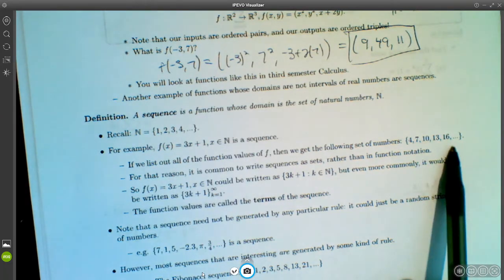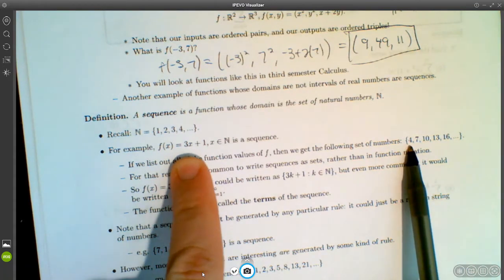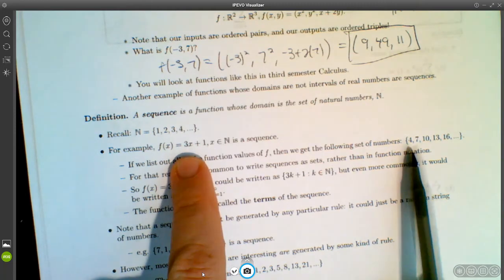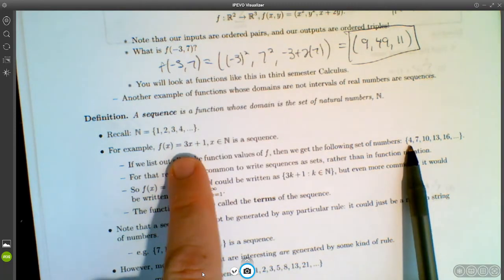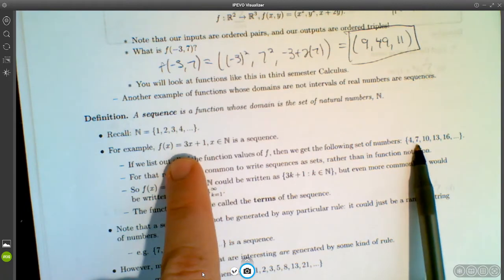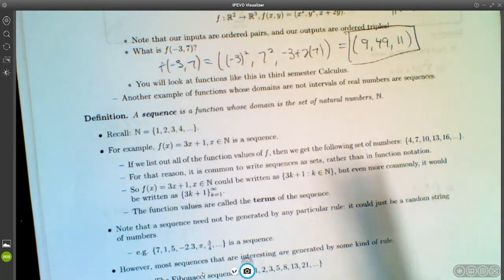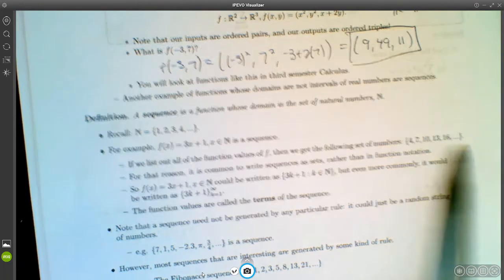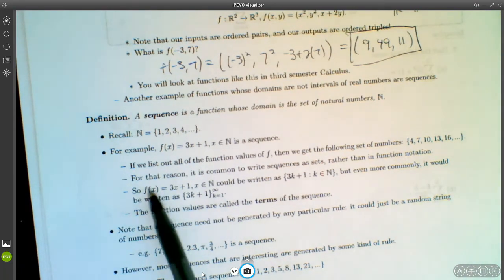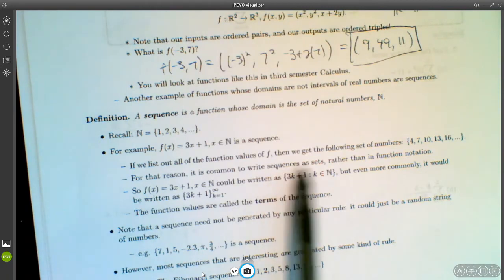Now, if we list out all of the function values of f, then we get the following set of numbers, right? If we plug in 1 for x, we get 3 times 1 plus 1 is 4, right? If we plug in 2, we get 3 times 2 is 6, plus 1 is 7. If we plug in 3, we get 10. If we plug in 4, we get 13, and so forth, right? So if we list off all of the function values, we get this set of numbers.